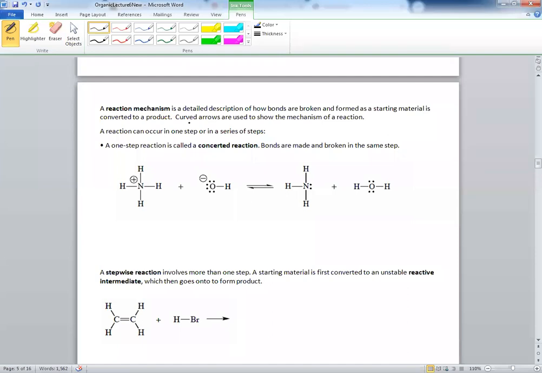So curved arrows are used to show the mechanism. They explicate. So a reaction can occur in one step or in a series of steps. Basically, imagine this is a reaction.